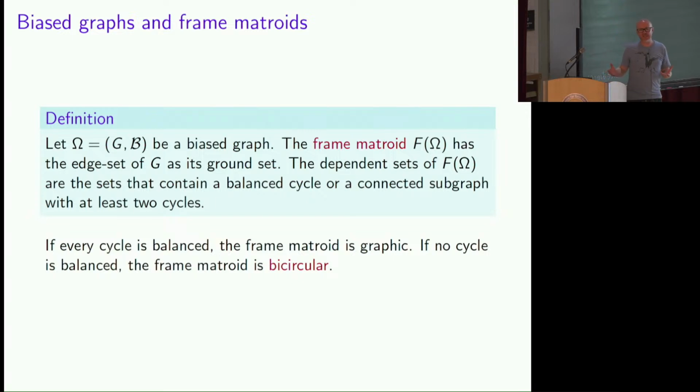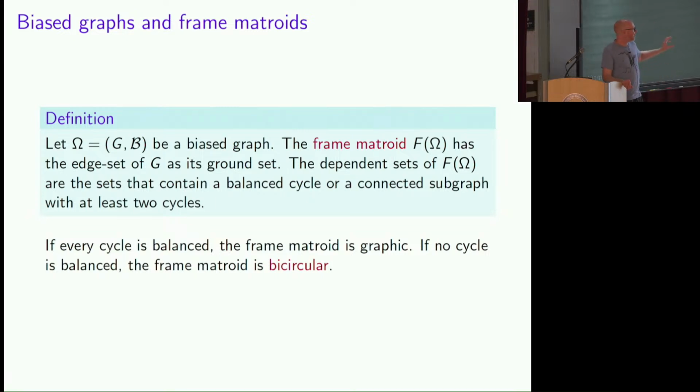Some special cases are familiar. If every cycle is balanced, then obviously it's just a graphic matroid because every cycle is now dependent. If no cycle is balanced, then we get what we call a bicircular matroid.